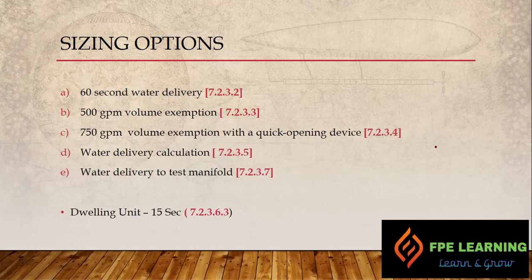7.2.3.5 talks about water delivery calculations, right? So here system size shall be based on the dry pipe system being calculated for water delivery in accordance with 7.2.3.6. Now 7.2.3.6 talks about a table, right? We'll come to that table in the next slide. And the last one we have is water delivery to test manifold as per 7.2.3.7.